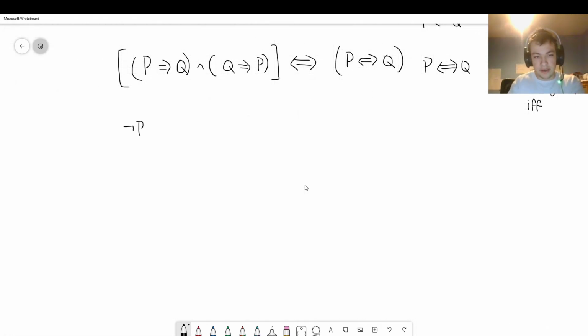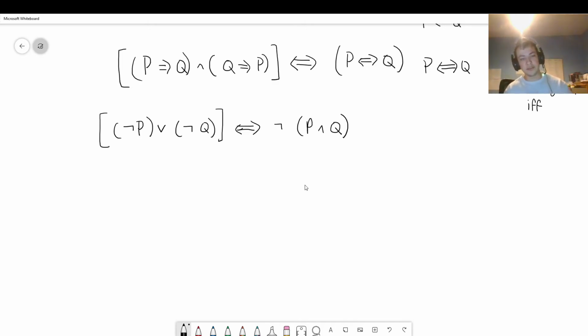not (P or Q)... rather, not P or not Q is equivalent to not (P and Q). And we can sort of see this by saying that not P or not Q means that at least one of P and Q is false, because at least one of not P and not Q is true, and that is equivalent to not both P and Q are true.